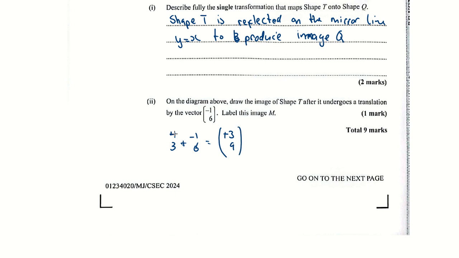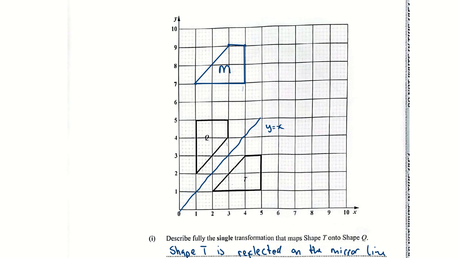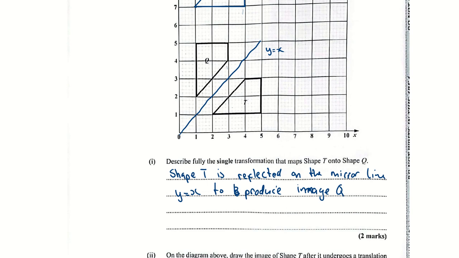So the coordinates for 4, 3, this is your object, this is your transformation, and this is your image. Your image for coordinate 4, 3 would have been 3, 9. And if you look up here, this is 4, 3. This is 3, 9. So you see that this is actually your transformation. So this is correct.